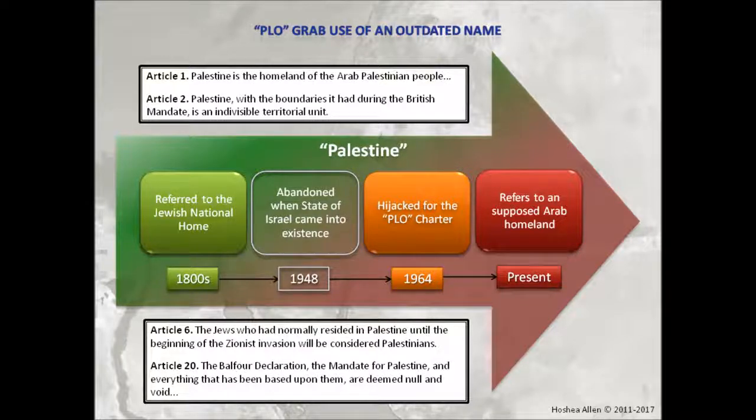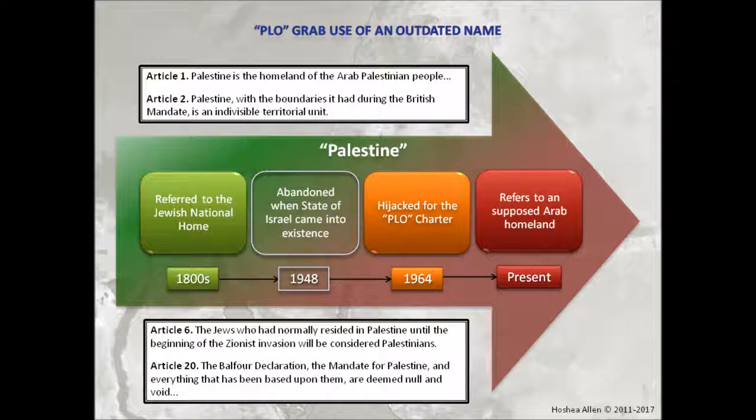Article 2 correctly acknowledges that Palestine's borders during the period of the Mandate are the legitimate, indivisible borders of Palestine. That's good. And yet, the Charter then goes on and completely repudiates that very mandate in Article 20 when it states the following: the Balfour Declaration, the mandate for Palestine, and everything that has been based on them are deemed null and void. Now how's that for being illogical?